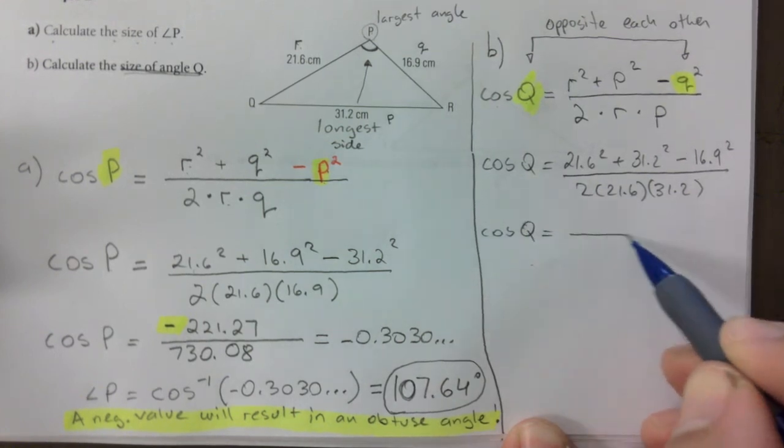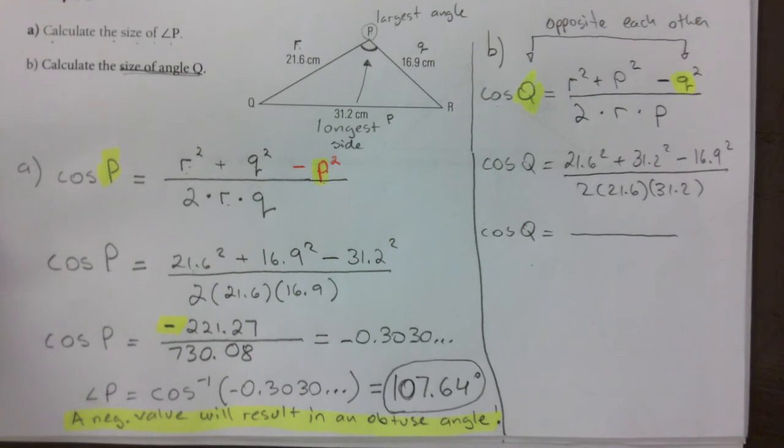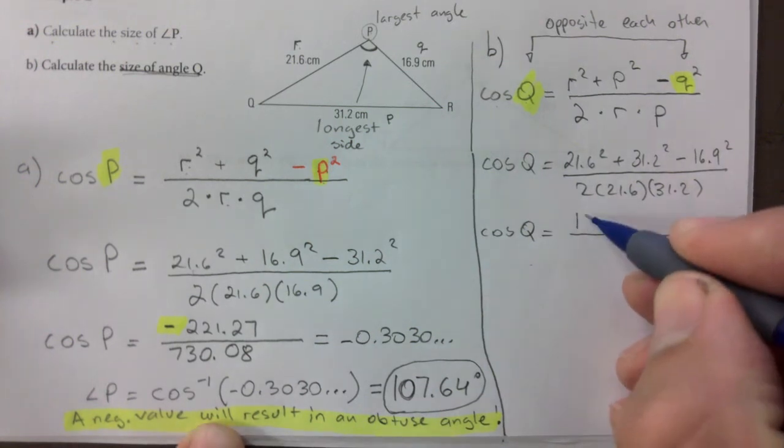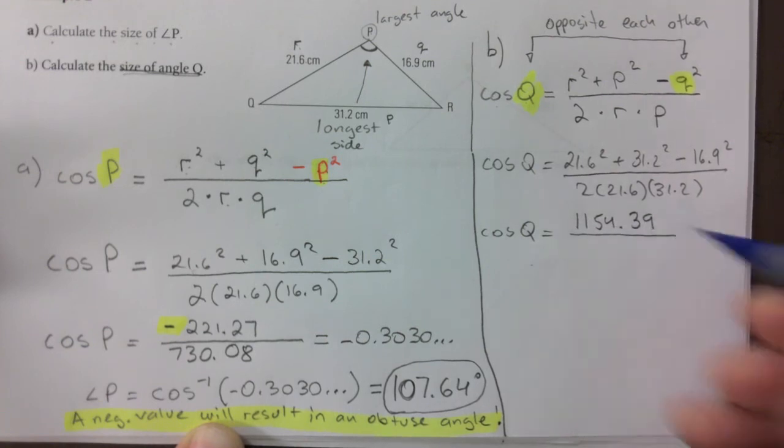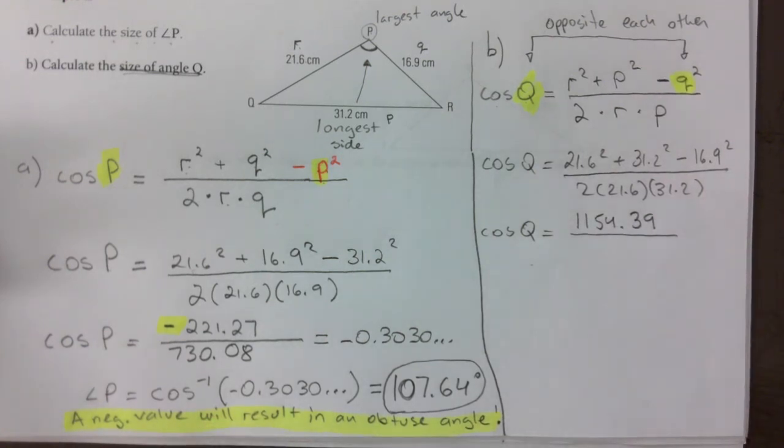Cosine of Q is, we're going to figure out the top and the bottom separately. So I encourage you to do that. See if you can get the same answer as I am. Oh, I didn't square the last one. Here, it's 1,154.39. See how that's not a negative? It's a positive. So you know it's going to be an acute angle.